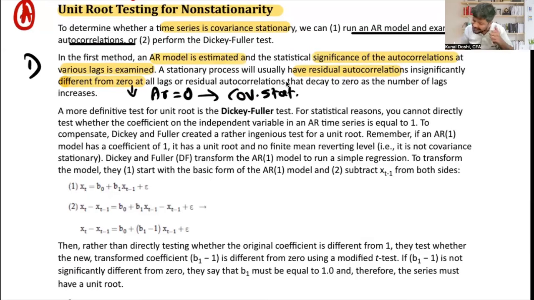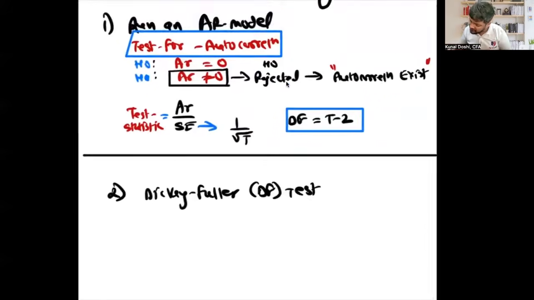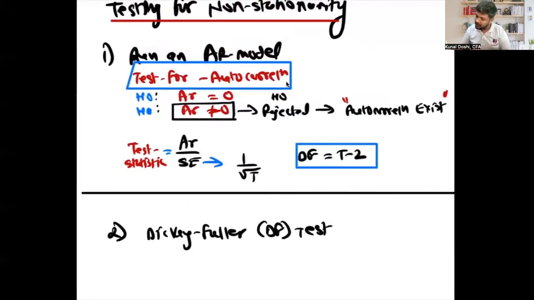Understood? And that too, not for one lag. If you are using multiple lags, t minus 1, t minus 2, t minus 3, then for all the lags it should be covariance stationary. So 0 at all the lags, or residual autocorrelation that decays to 0 as the number of lags increases. Our goal is that there should be no autocorrelation, and for that the autocorrelation should be equal to 0. This is what we want. If the autocorrelation is equal to 0, it means there is no autocorrelation, and if that is the case, then we can use the model.